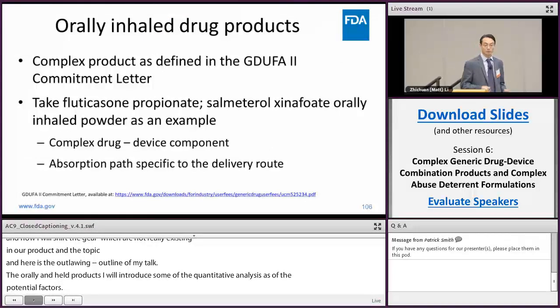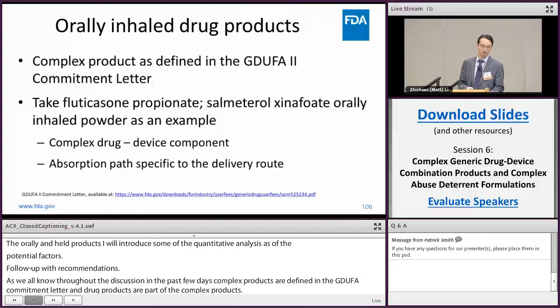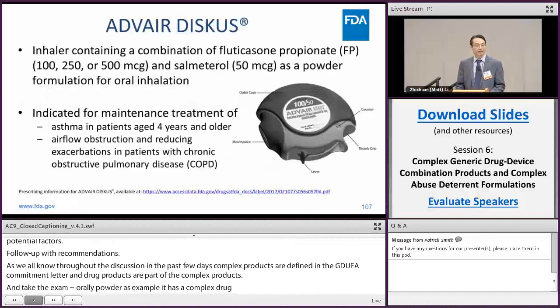So as we all know, throughout the discussion in the past 2 days, complex product is defined in the GDUFA 2 commitment letter, and orally inhaled drug products is part of the complex product. Take the fluticasone propionate, salmeterol xinafoate orally inhaled powder as an example. It has a complex drug-device component. It also has a specific absorption path to the delivery route, which makes the drug kind of locally acting in the lung. And so Advair Diskus is a reference listed drug.